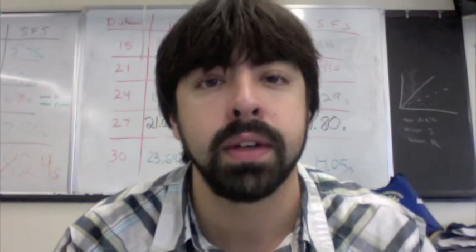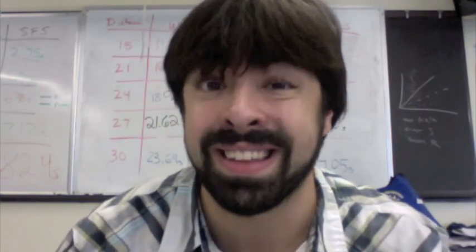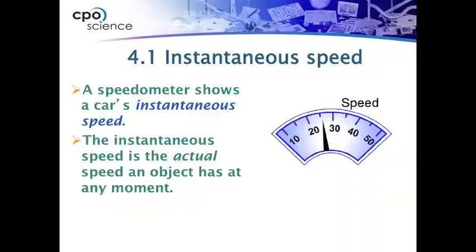So average is total distance divided by the total time it took. The other type of speed is instantaneous speed. And that is the actual speed an object has at any given moment. One of the best examples of this is if you look at a car's speedometer while it's moving. Next time you're in a car, glance over at that dashboard and see what the car is moving at. That's the car's instantaneous speed.